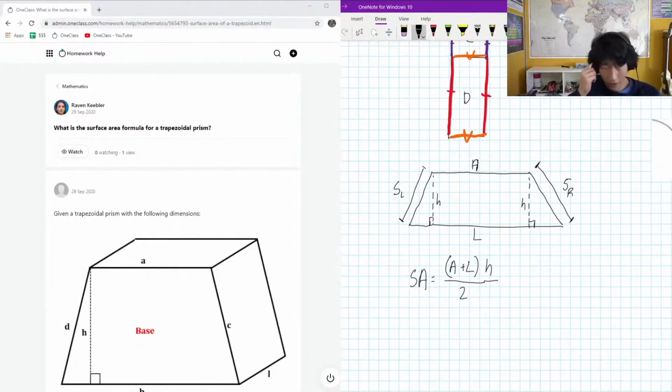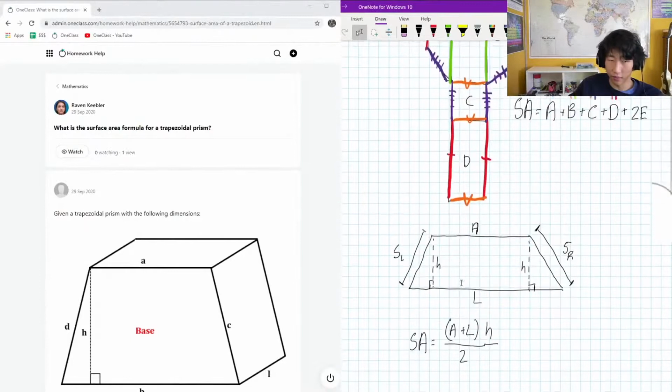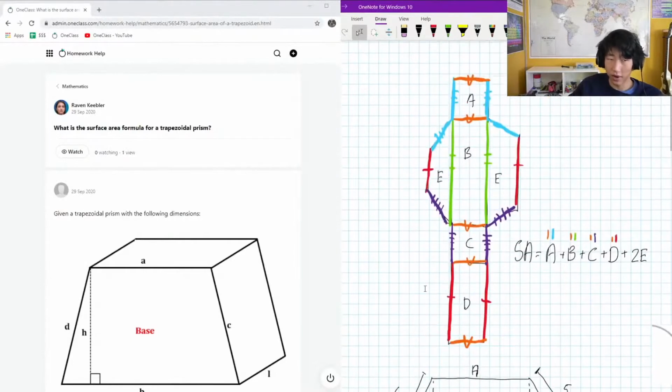Okay, it might take some time to solve for the height if you're not given it explicitly, but most of the time you will be given your height explicitly, and then you'll just need to solve for the SL right here. You can use Pythagoras' theorem to get SL or SR, and once you have that, you can find the area of the trapezoid. Then you just find the area of all the rectangles that are associated with making it a prism, add them all up, and then you are chillin'.